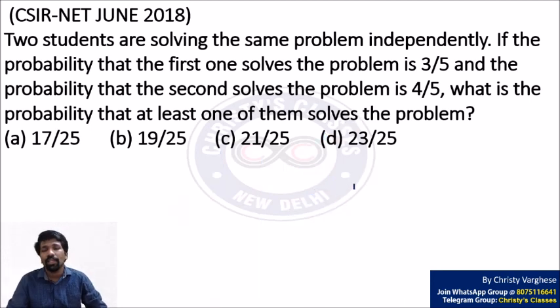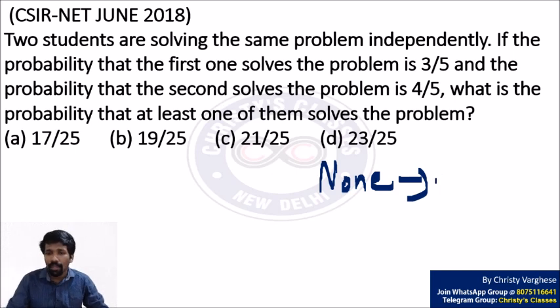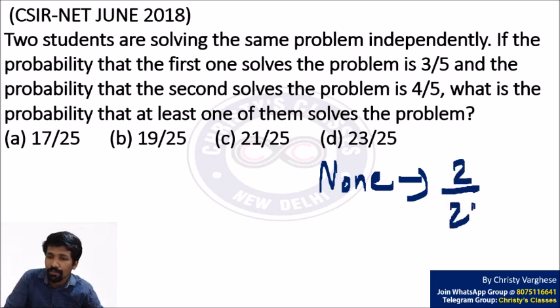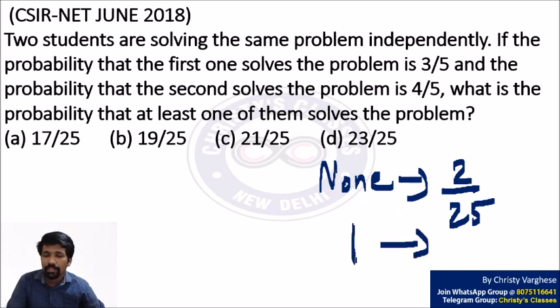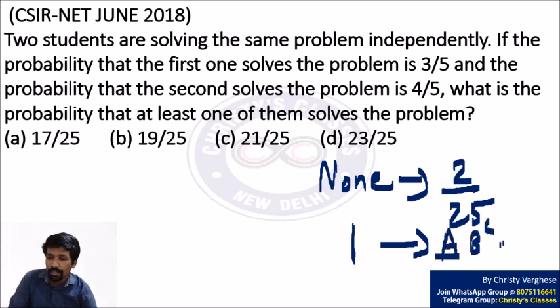So, this question, how many other varieties are possible? If the question is asking none of them solving, then what we did, 1 minus none of them solving is what we found, 23 by 25. So none of them solving will be nothing but 2 by 25, because we just found it now, 2 by 5 into 1 by 5 is 2 by 25. Or the question also can ask exactly one of them solving. Exactly one of them solving may take some time, because A solving and B not solving, B solving and A not solving, these two probabilities you have to add up.